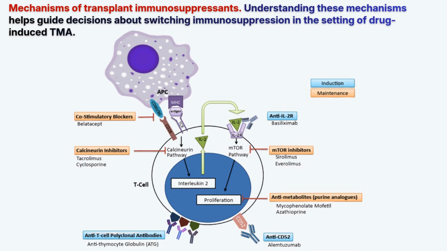Move your eyes to the upper right. Here you see interleukin-2 receptor blockade with basiliximab. This is often used during induction or as a temporary strategy while maintenance immunosuppression is being restructured.